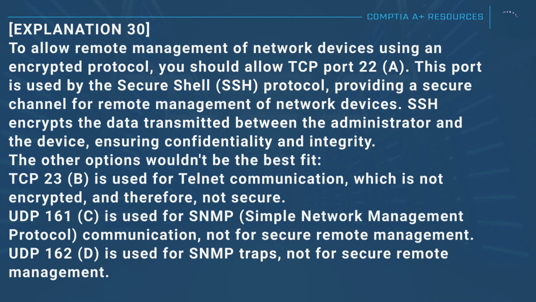The other options wouldn't be the best fit. TCP 23 (B) is used for Telnet communication, which is not encrypted and therefore not secure. UDP 161 (C) is used for SNMP, Simple Network Management Protocol communication, not for secure remote management. UDP 162 (D) is used for SNMP traps, not for secure remote management.